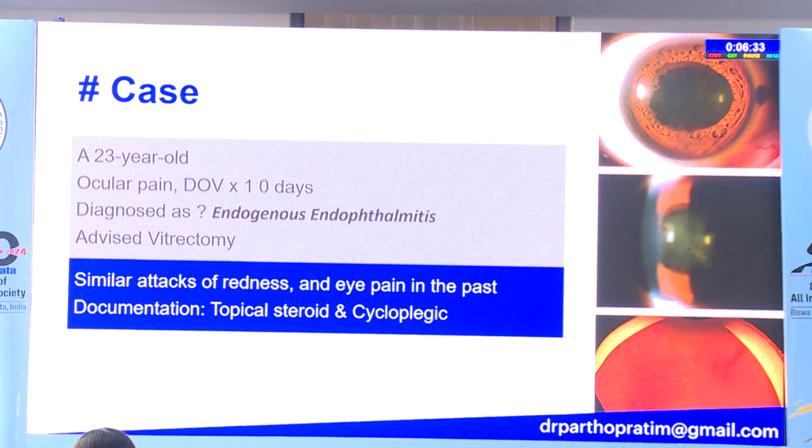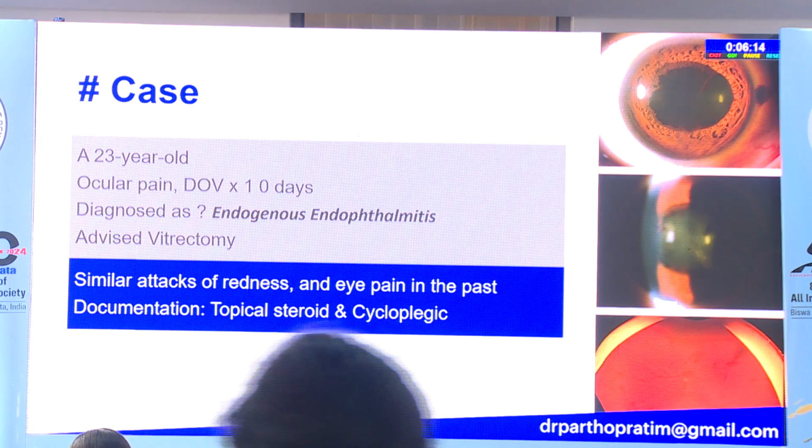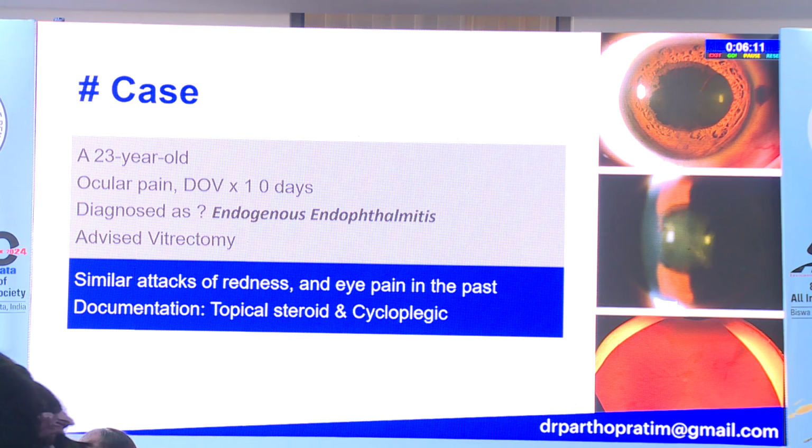We'll see here another case: a 23-year-old male presented with ocular pain and diminution of vision, and was diagnosed elsewhere as endogenous endophthalmitis. Why endogenous endophthalmitis, and the patient was advised vitrectomy? Because you can see there was a lot of inflammation in the anterior chamber, and you can't see the fundus because of significant vitreous haze. When we took the history, the patient told us that he had a similar attack of redness and pain in the past, and the documentation also showed that he had been treated with topical steroid and cycloplegic earlier.